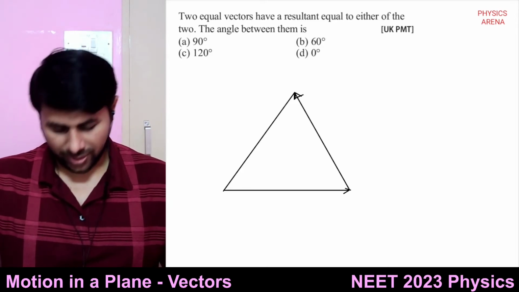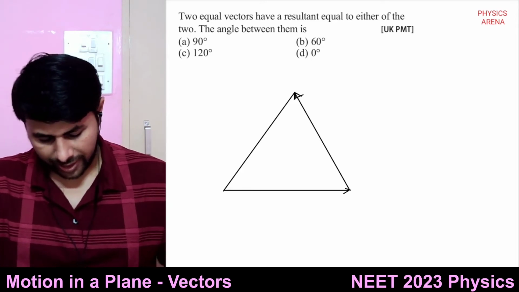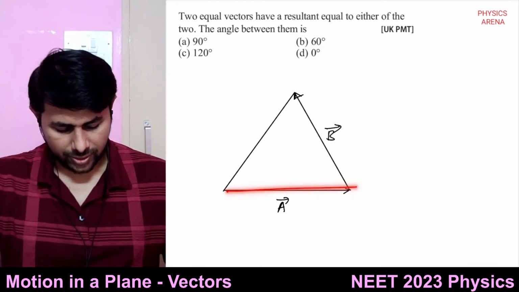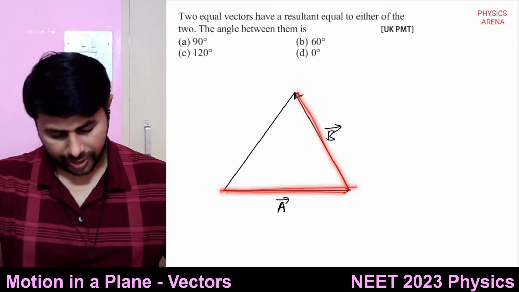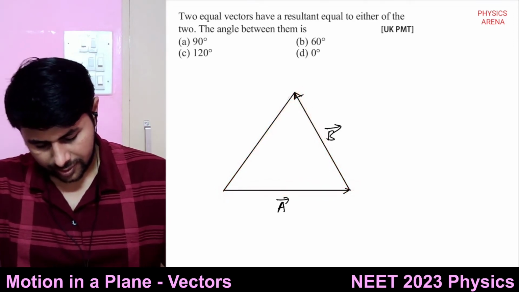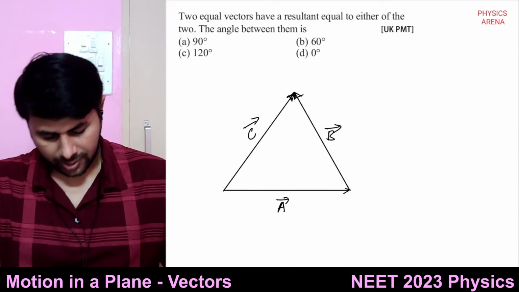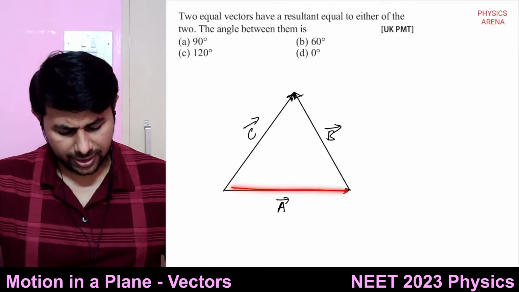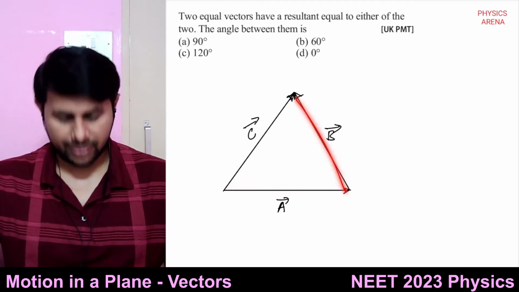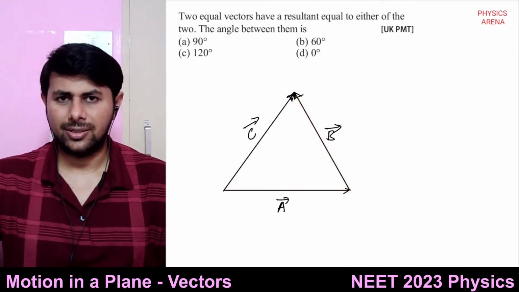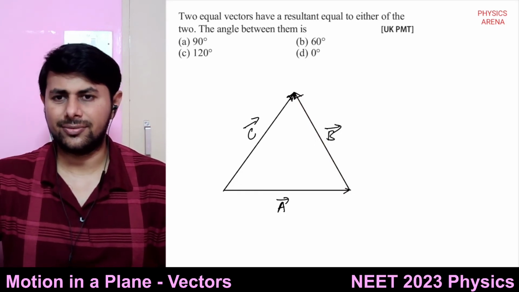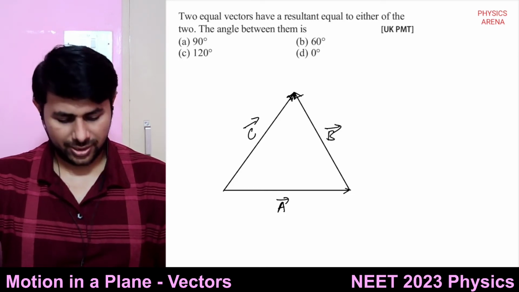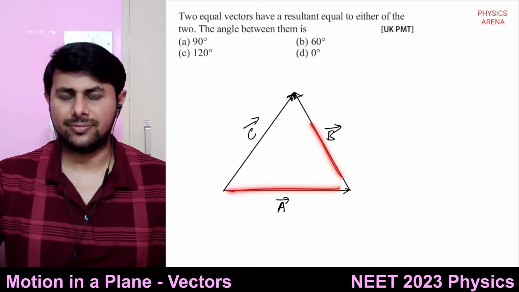So use your triangle law. Suppose this is my A bar, this is my B bar. So A bar plus B bar will give me this C bar. The magnitude of this resultant is equal to the magnitude of A bar, or it is equal to the magnitude of B bar, right? So this must be the case. Yes, sir. Okay, so how much is the angle between A bar and B bar?